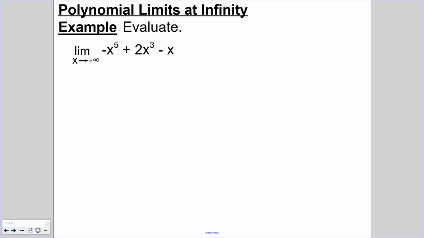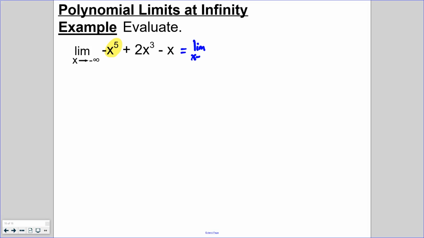And let's take a look at one more really quickly. Here we want to take a look at the limit as x approaches negative infinity of negative x to the fifth plus 2x cubed minus x. So I wonder what we're going to do. Probably the same thing we've done in the last 5 examples. We're going to take the variable with the highest exponent and factor it out. No way, really? Yes way.